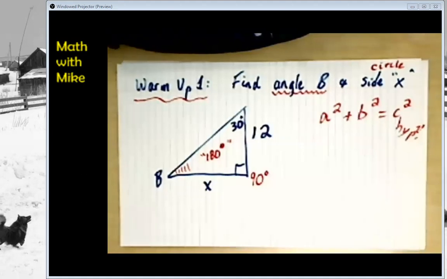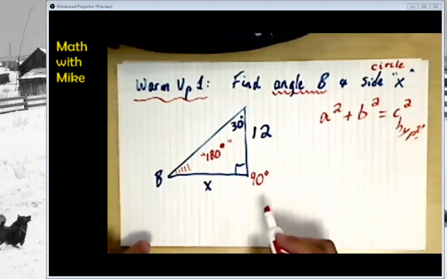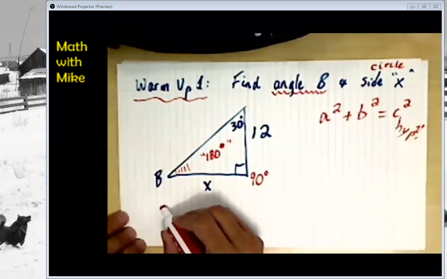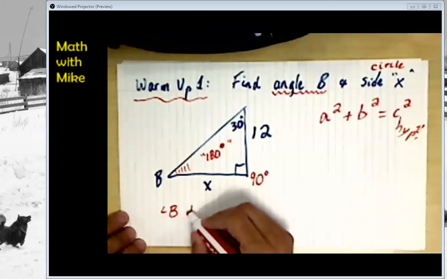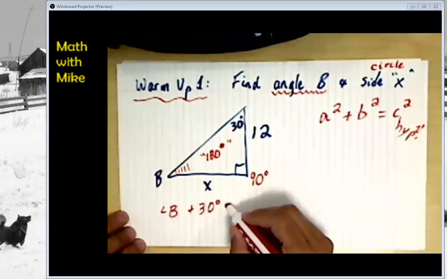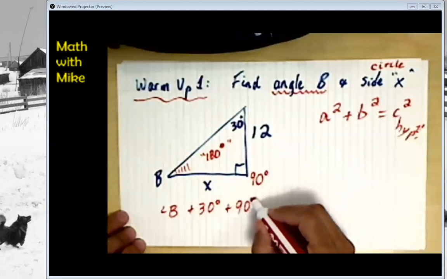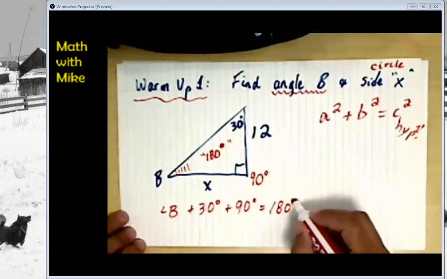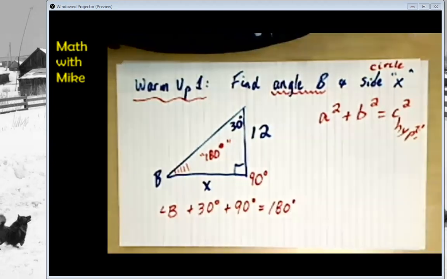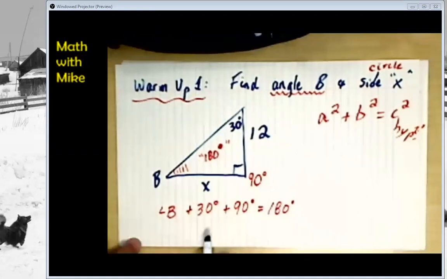Okay. So with that in mind, we got angle B plus the angle 30 that's there, plus the angle 90 that's there. That's going to equal 180 degrees. All right. So now what do we have? Got an equation to solve that you are well able to do. Okay. We could move the 30, we could move the 90, but it's better to simplify first.